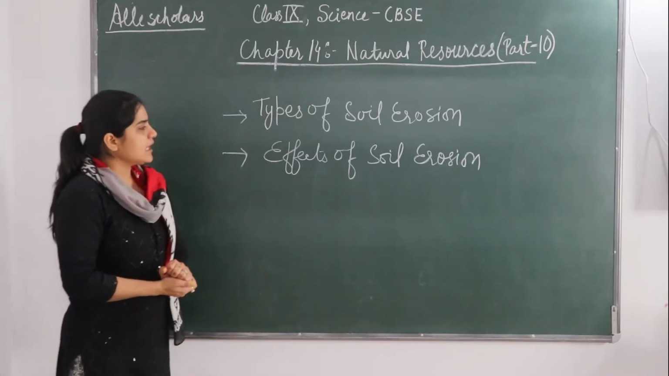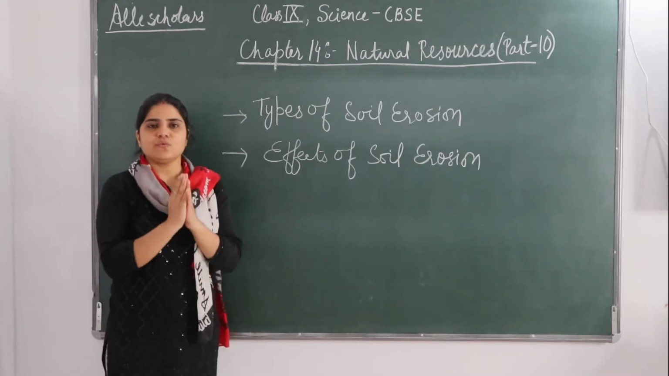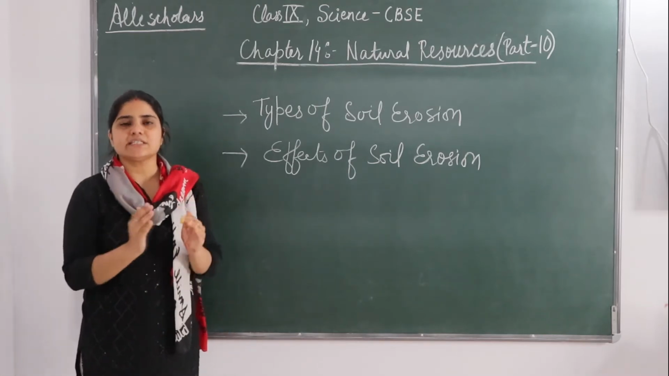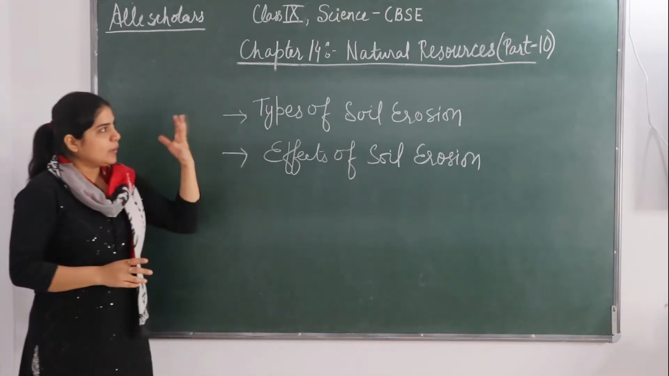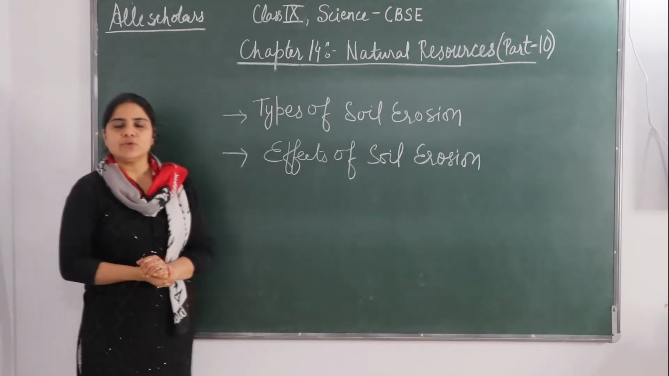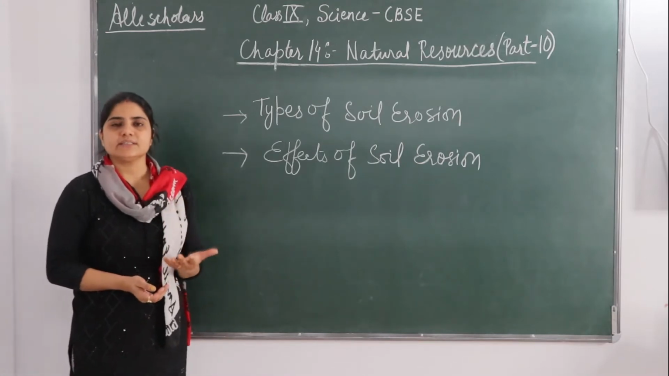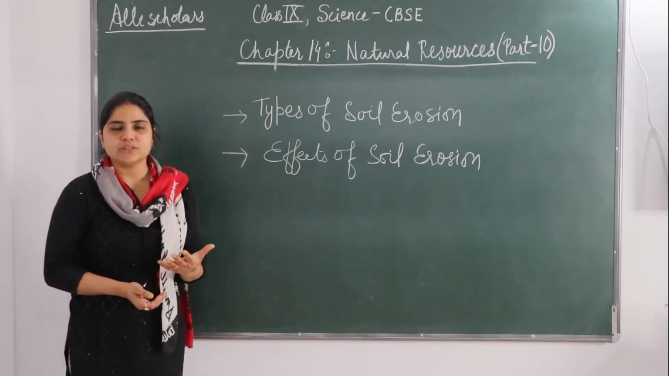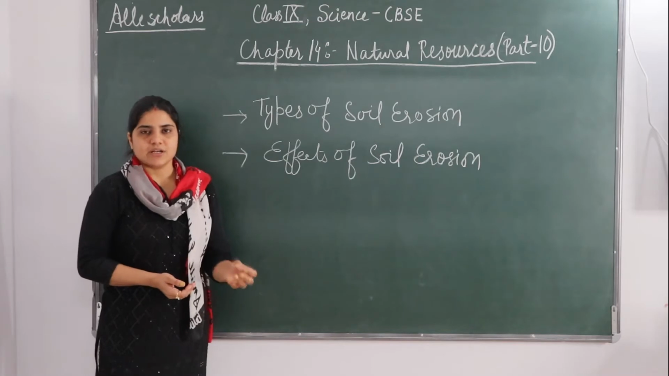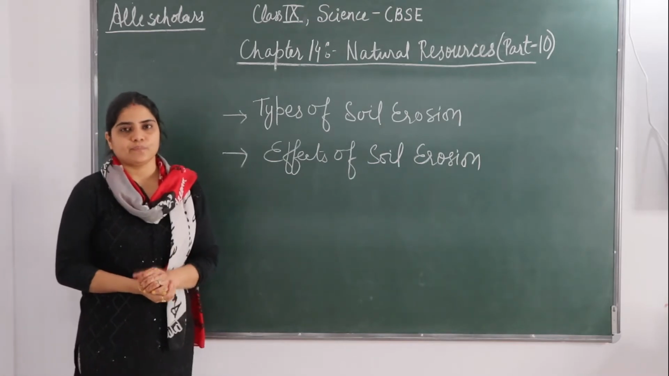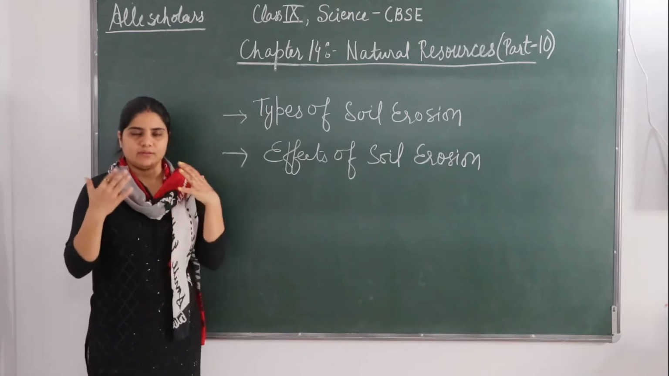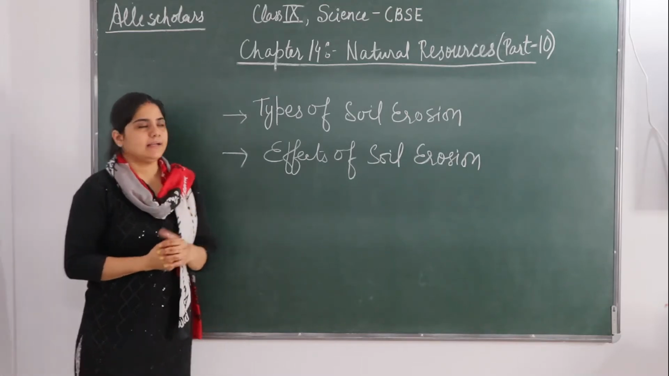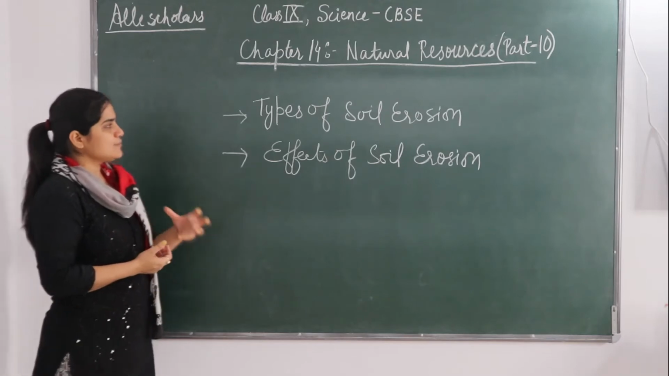Then we will discuss the effects of soil erosion, in which we are going to see 6 different effects. Okay. So if you go to the previous parts of my videos, you will find that we have already discussed what soil erosion is and how it takes place. You can refer to part 9 for that. It will be much clearer to you. And here we are going to discuss the types of soil erosion.